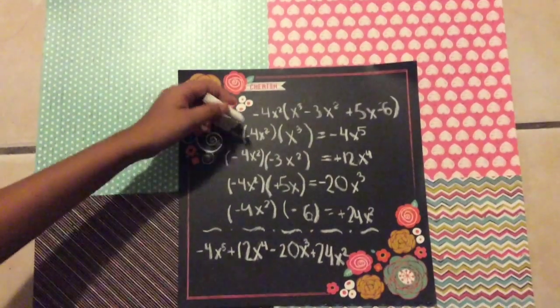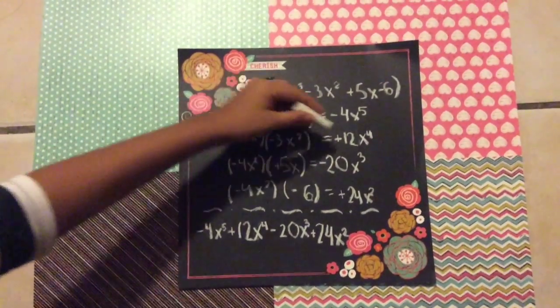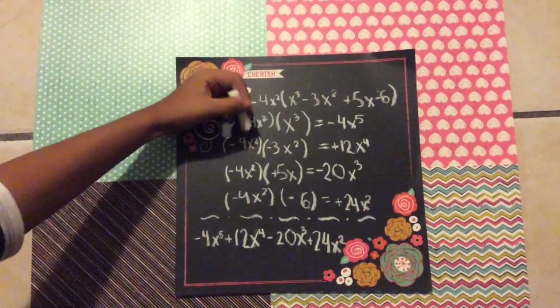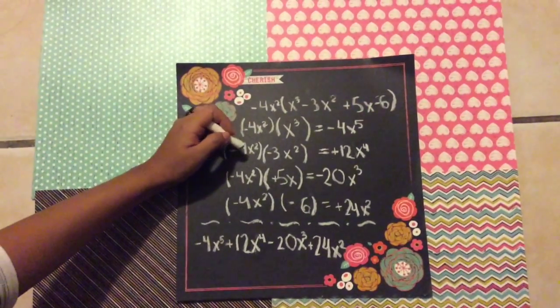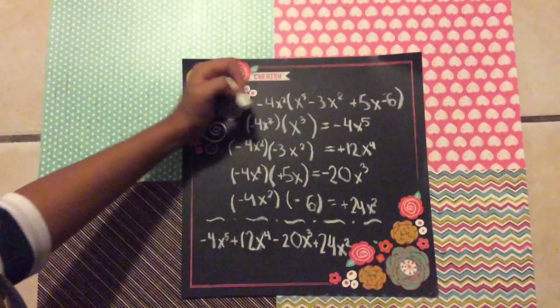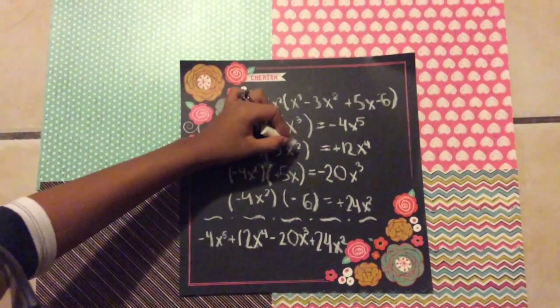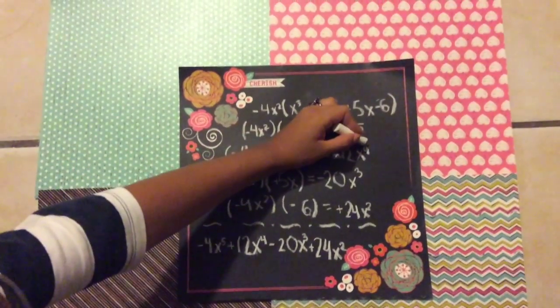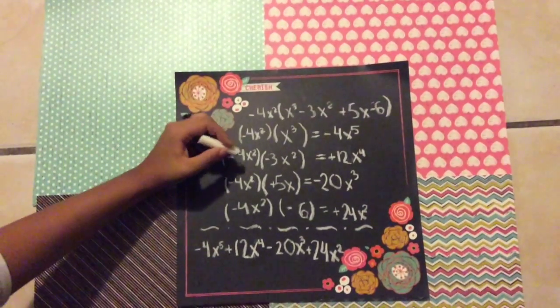In the second, we have negative and negative, so it's going to be positive. We have to multiply 4 and 3, so it's 4 times 3, 12. And we have 2 and 2, so we need to put 4 here.